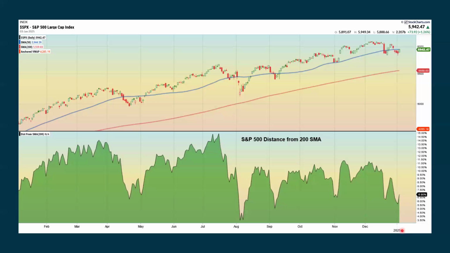We measure the distance away from the 200-day simple moving average. We're not all that far away from it, but we're still above it nonetheless. That means that the long-term trend is still intact.